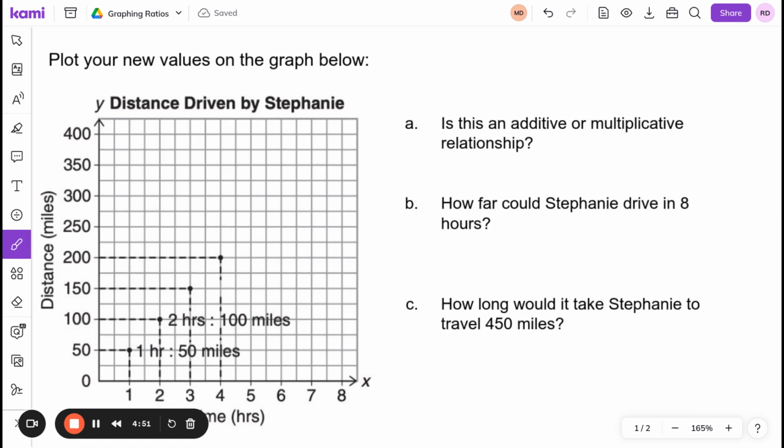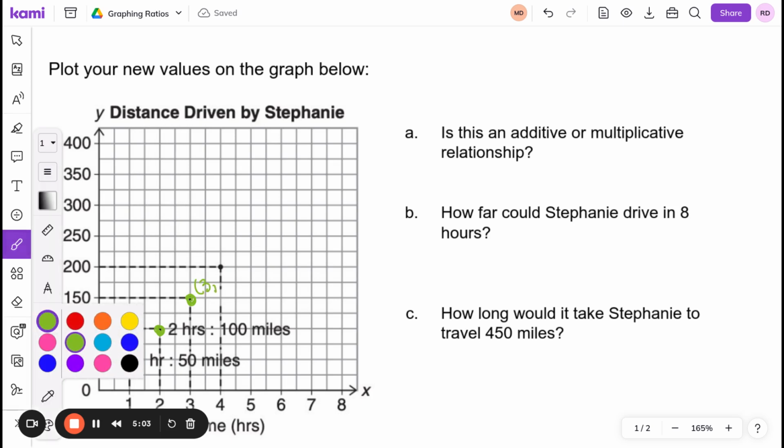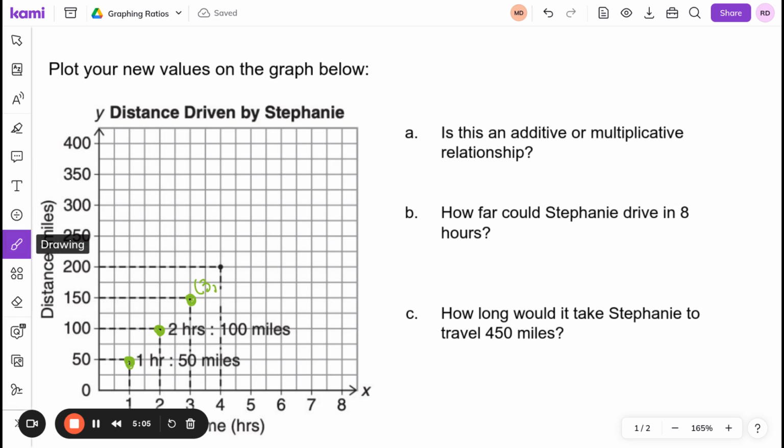Again, lucky for us, they already gave us some information. They already plotted the point 1, 50 and 2, 100. So then this one is 3 comma, oh, you cannot see that, 3 comma 150. And then this dot up here is 4 comma 200.